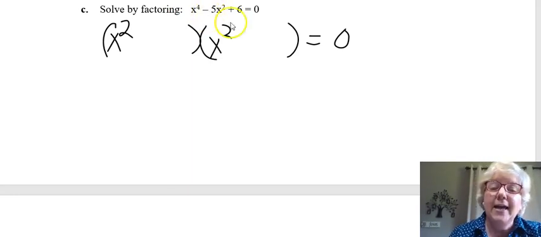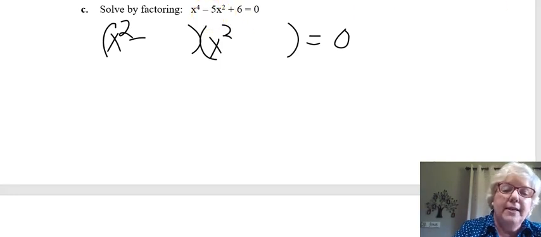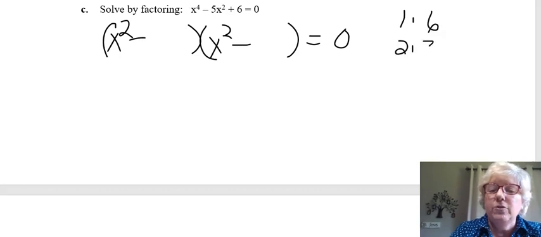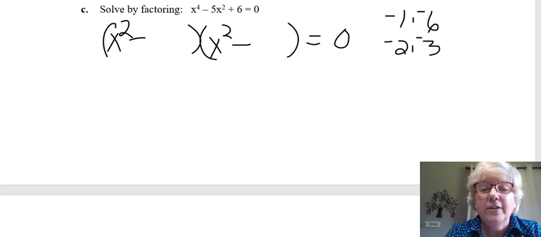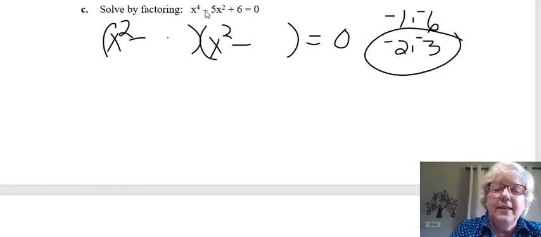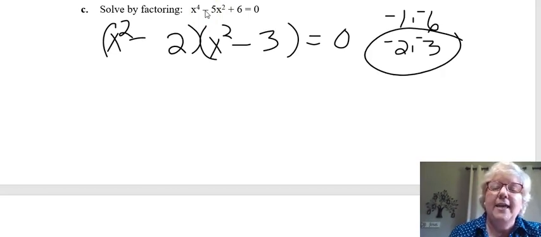The last sign is a positive, so that means use the same signs as the middle term. So same two signs and they would be negative. What factors of 6, 1 and 6, or 2 and 3, remember they're all negatives, which pair of factors would add to give me the -5 in the middle? You're right. -2 and -3 add up to be the middle term, -5.